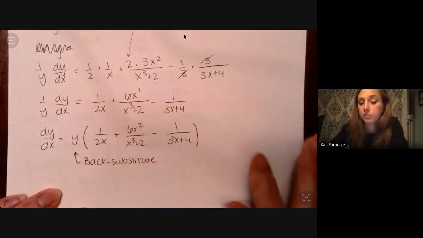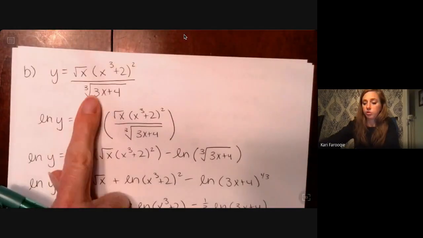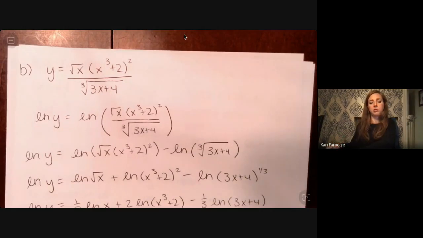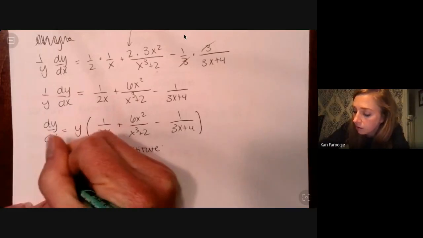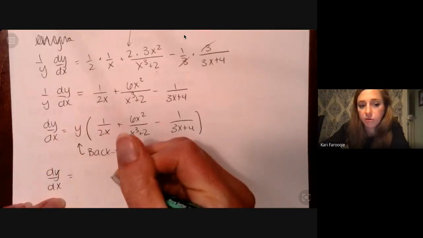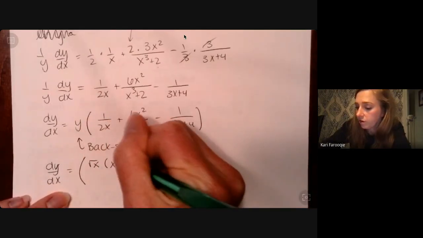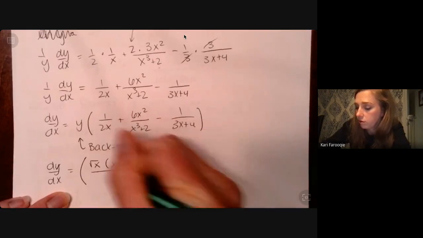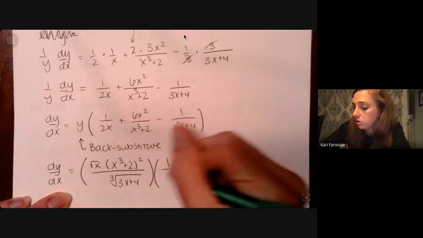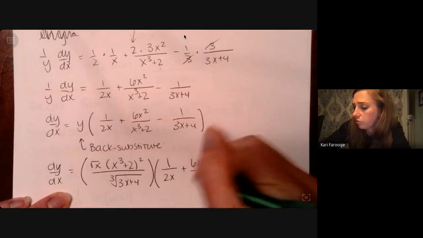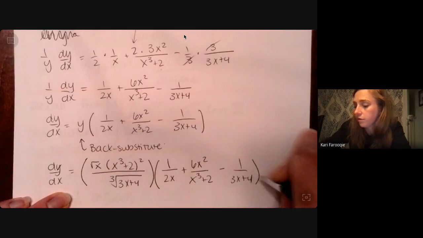And I'm not even going to write what y is equal to. I'm just going to refer back to it here. It's in the problem statement. Y is the square root of x times (x cubed plus 2) squared divided by the cube root of 3x plus 4. I'm going to sub that back in. And hopefully you're looking right at it on your page because I don't have enough room to include that. So we have the square root of x times (x cubed plus 2) squared divided by the cube root of 3x plus 4, multiplied the whole thing by 1 over 2x plus 6x squared over x cubed plus 2 minus 1 over 3x plus 4.